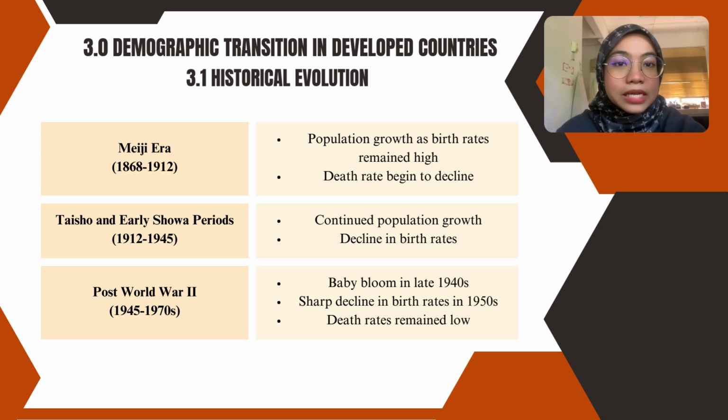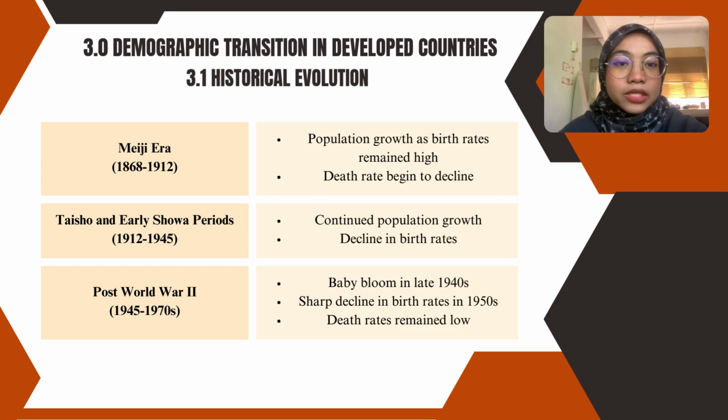The story began in the Meiji era, between 1868 and 1912. This was a period of rapid modernization as Japan transitioned from a feudal agrarian economy to an industrial nation. During this time, improvements in healthcare, sanitation, and education led to a significant decline in the death rate. However, birth rate remained high, resulting in steady population growth. This era laid the foundations of Japan's demographic transition as modernization and industrialization began to reshape society.